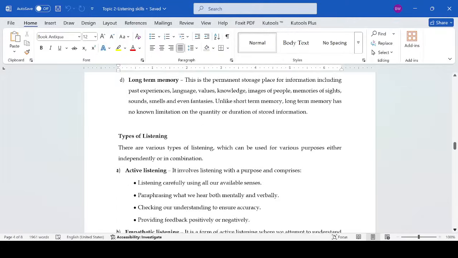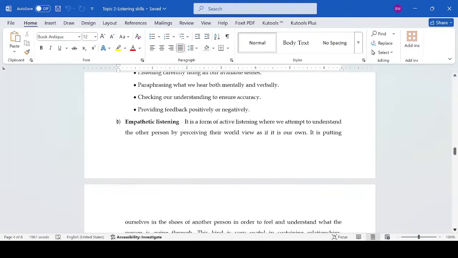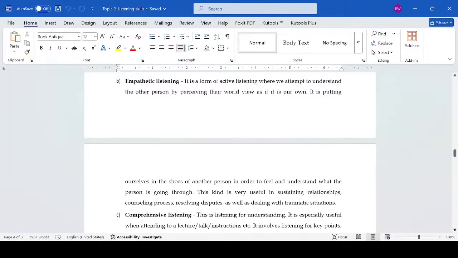Now we have what we call types of listening. We have what we call active listening. It is listening with a purpose, and it comprises listening carefully with all your senses. That means if there's anything to watch in terms of color, in terms of sound, in terms of the words, you are able to do that. That is listening actively. You are also checking to see the responses that you are receiving from what you are listening to. We have also what we call empathetic listening, where we listen to feel with the other person.